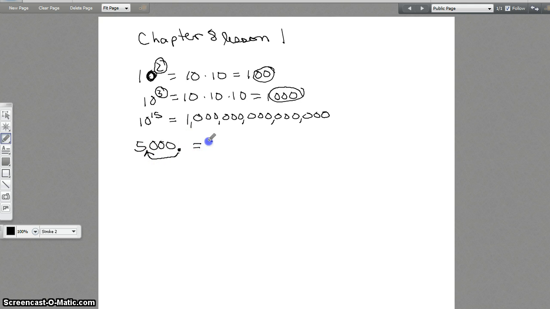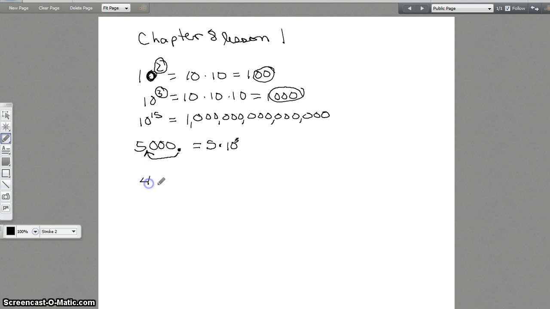So 5,000 is equal to 5 times 10 to what power? Well, the power is however many places we have to move the decimal to get back to the number we started with. We started with 5,000. What do we have to multiply 5 by to get 5,000? We've got to multiply it by 1,000. That's 3 zeros. So 5 times 10 to the third is 5,000.